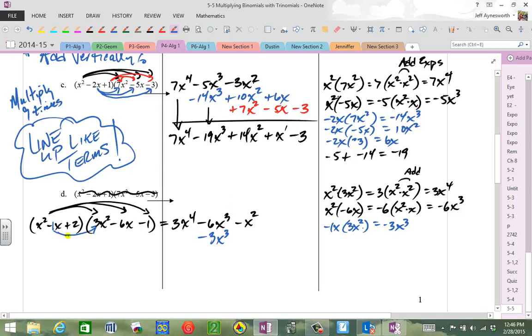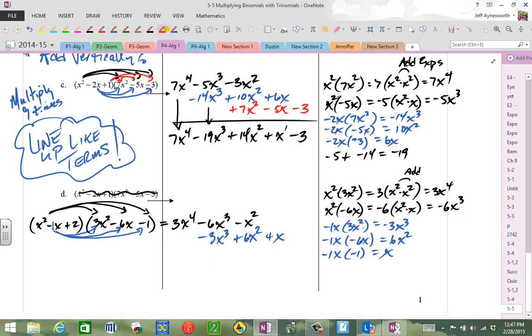All right. Negative x times negative 6x. So negative 1x times negative 6x. What is that? Well, negative times a negative is positive. So you get negative 1 times negative 6 is 6. X times x is x squared. Line up the squares. It's positive. So plus 6x squared. And then negative 1x times negative 1, positive x. So let's add an x right here.